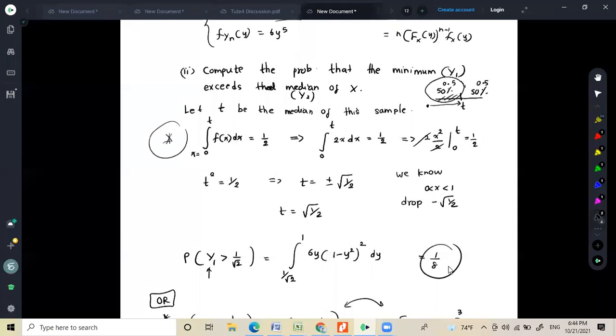So this information should pop up in your mind, and from that you understand that you can calculate the value of t. You find it, and you have to drop unwanted values depending on the support of x. After you find the median, it is all about the minimum. So you don't have x anymore, it is all about y. You have to use the distribution of y1, the minimum, not x, and then do the integration to find the probability.